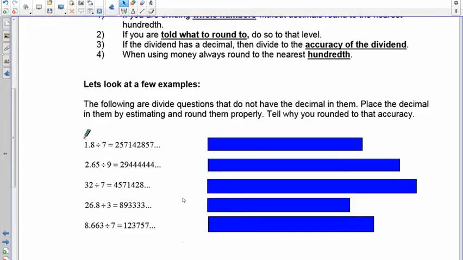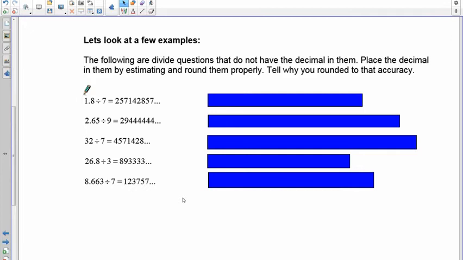So let's look at a few examples here and just see if you can figure out what you round them to. Okay, so I've got 1.8 divided by 7, and here's where 0.257142857. I'd like you to put the decimal in here, and in here, and in here, and in here, and round it off accordingly, okay? So you can use your calculator if you have to, I guess, but I'd like you to take a look at this and do these. So pause the recording and place the decimal in place.